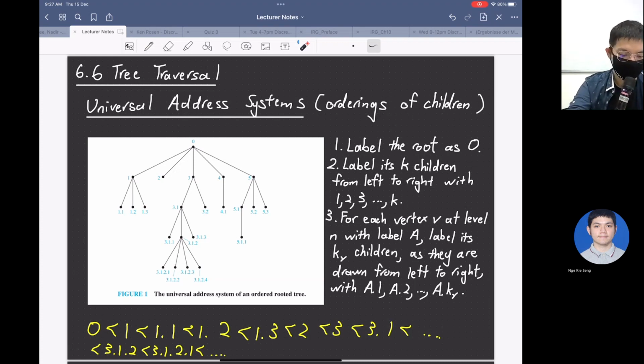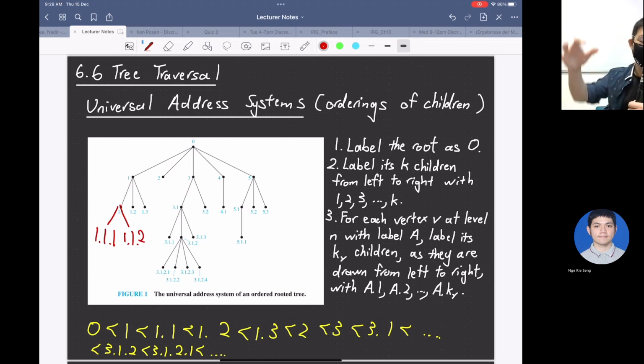The first kind of algorithm we did is called the universal address system. In this system, we label the root as 0. Then we label the children of the root as 1, 2, 3, 4, 5, and so on, starting from left to right. For the next level, for example the children of 1, we put 1.1, 1.2, 1.3, 1.4, and then 1.6. How about the children of 1.1? We will put 1.1.1 and then 1.1.2, and keep going. So we keep the previous label and then add .1.